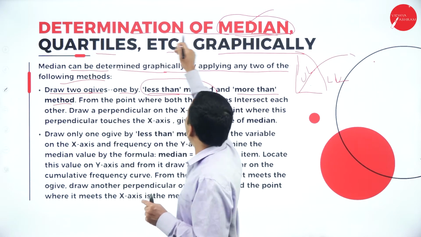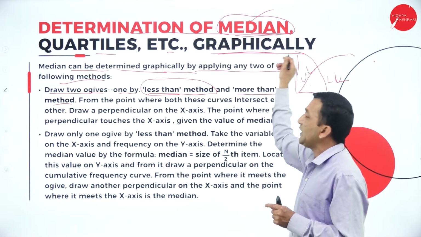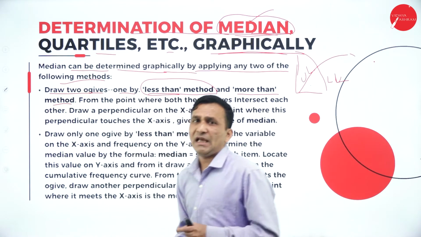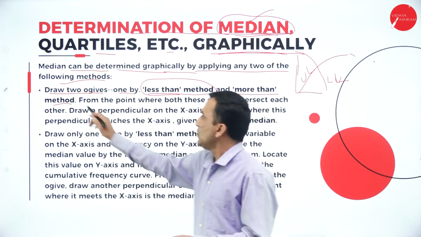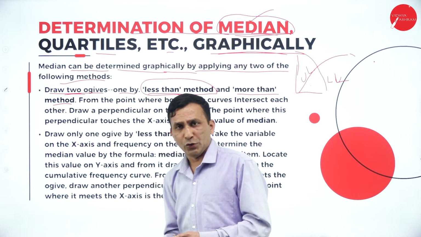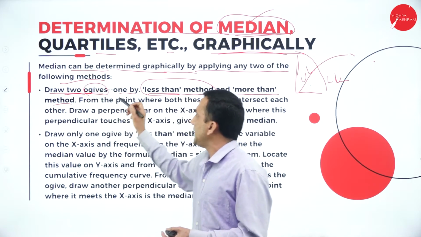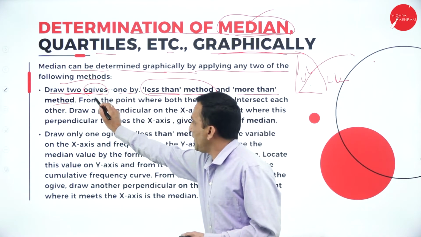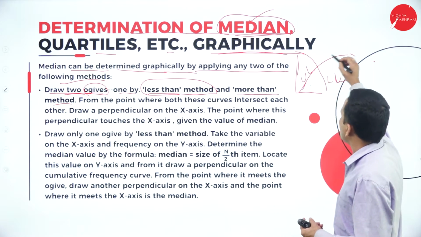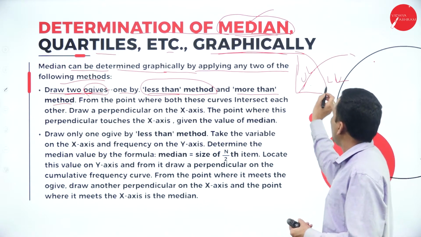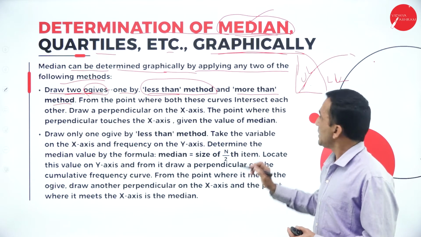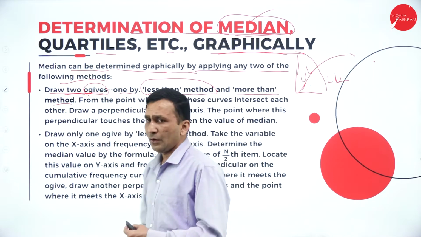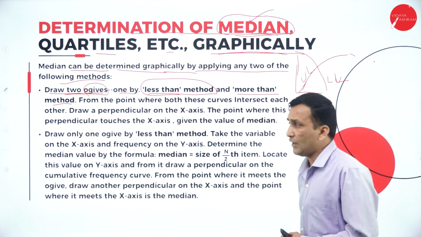So when we determine the median with the help of a graph, we have two methods. One is using two ogives, that is, the less than method and the more than method. Less than always goes to the right side, and more than always goes to the left side. So this graph is used to find out the median value.